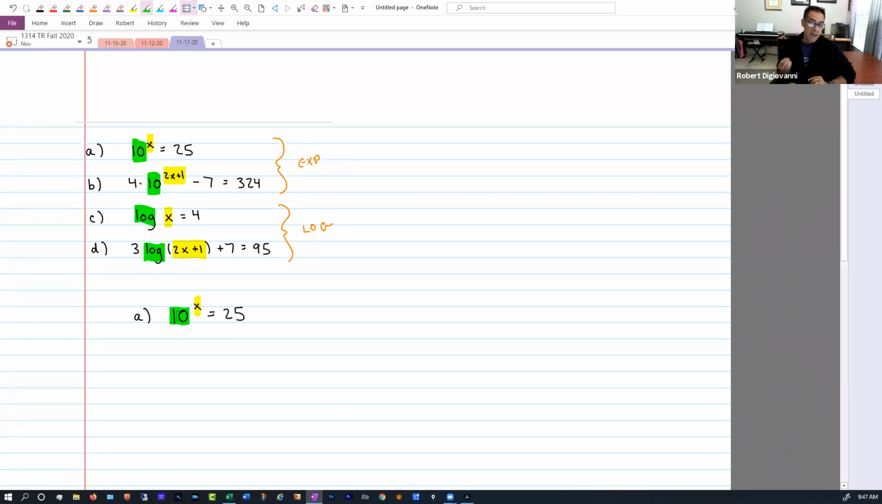So since the base is 10, we need to undo that. And to undo that, we have to use the inverse of 10 to the x, which is the log key. At this point, I'm going to take log on both sides of the equation, not natural log, log. The log and the 10 are going to cancel out. I'm just going to get the x on the left. And on the right-hand side, I need to actually use my calculator to figure out what log of 25 is.